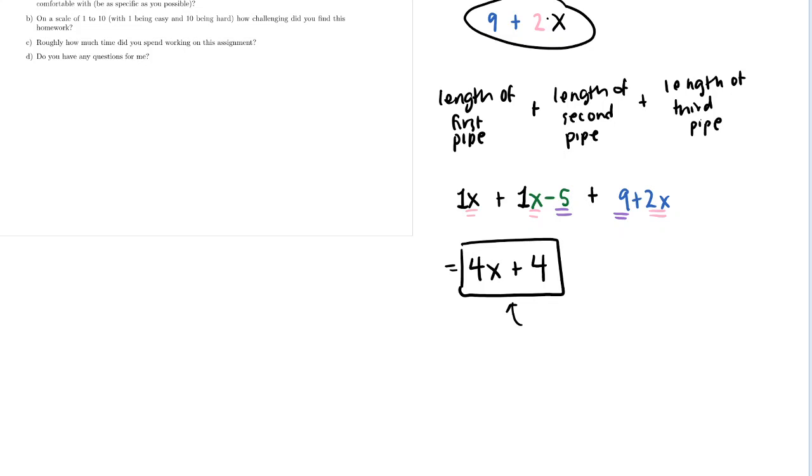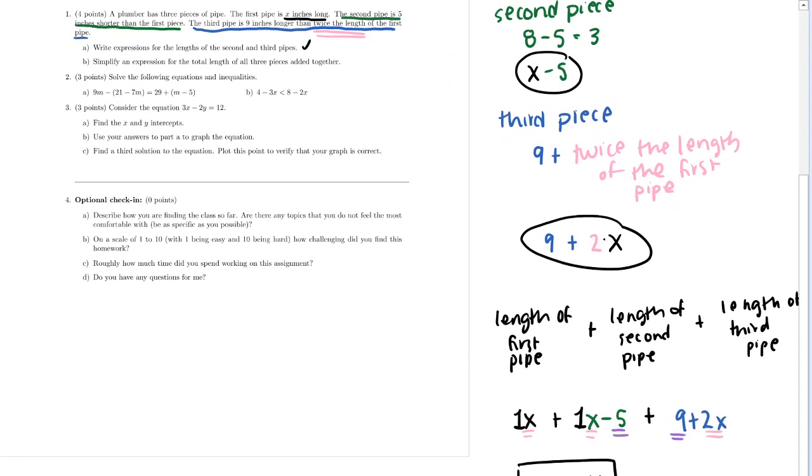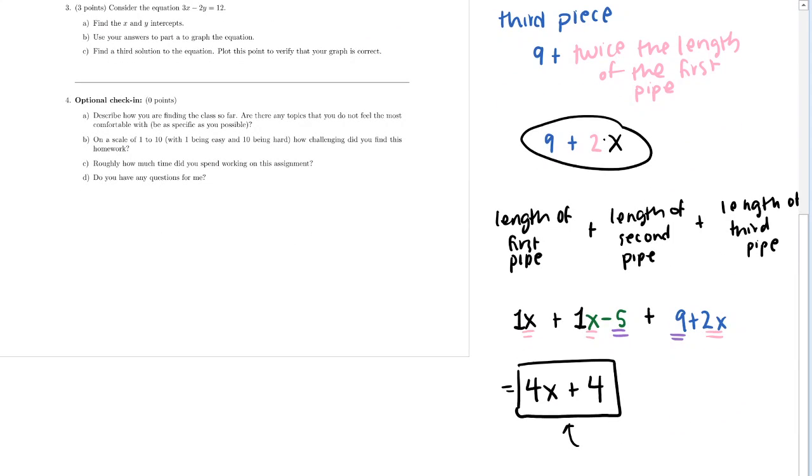Okay, and so one thing I want to emphasize in this problem is that we're not asked to build an equation or anything. We're not asked to solve an equation. Notice we didn't do anything like adding or subtracting the same quantity to both sides of an equation. Here we're just writing expressions for each piece of the pipe, and we're told to add them together to find the total length, simplifying the expression for the total length of all three pieces. So that's all three pieces added together, and that's it. Simplify the expression. And so here, that's how we ended up with 4x plus 4.